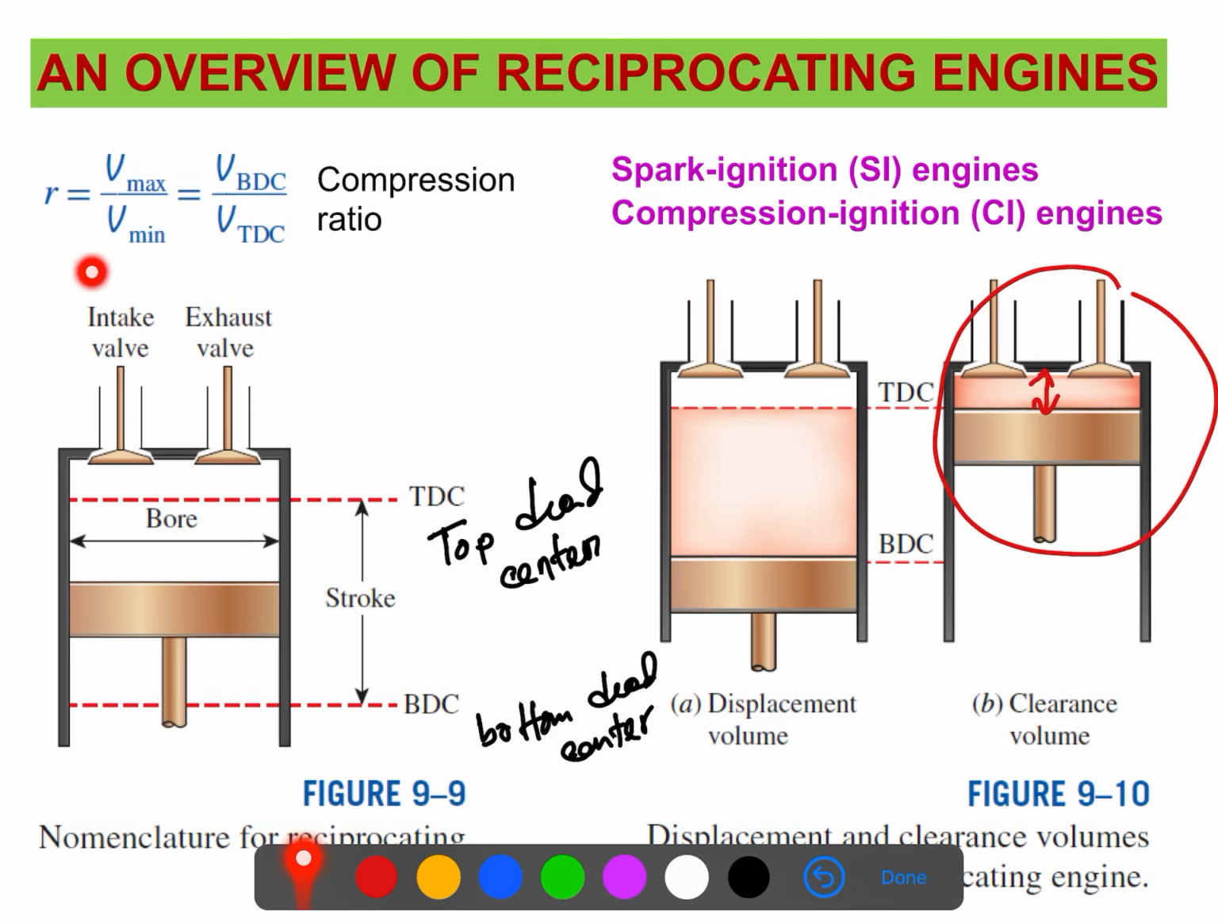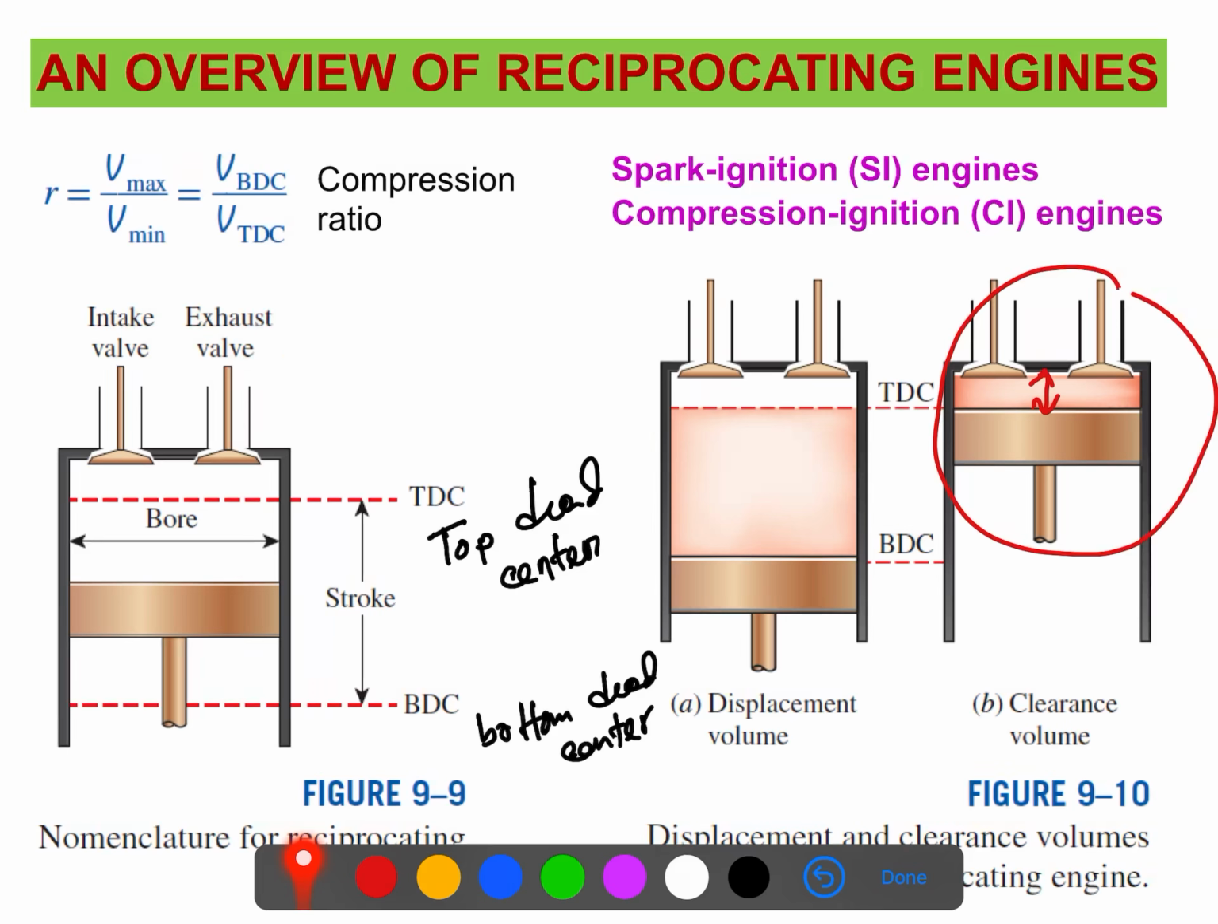We have two components here, the intake valve and the exhaust valve. The intake valve is used when we want to take in the air-fuel mixture. The air-fuel mixture is drawn into the cylinder through the intake valve, and the exhaust valve helps to expel the combustion products. So that's how it works.